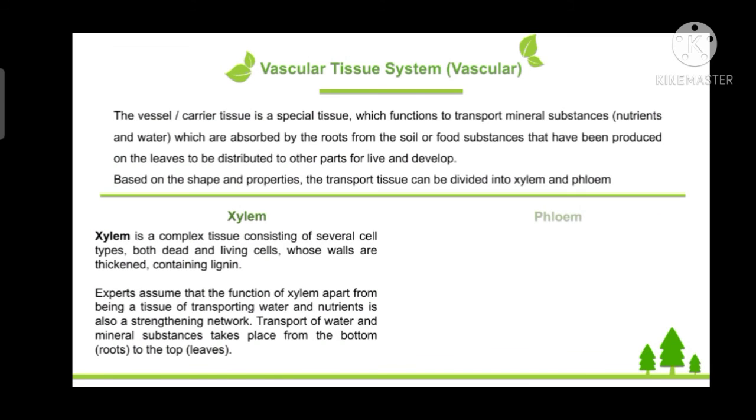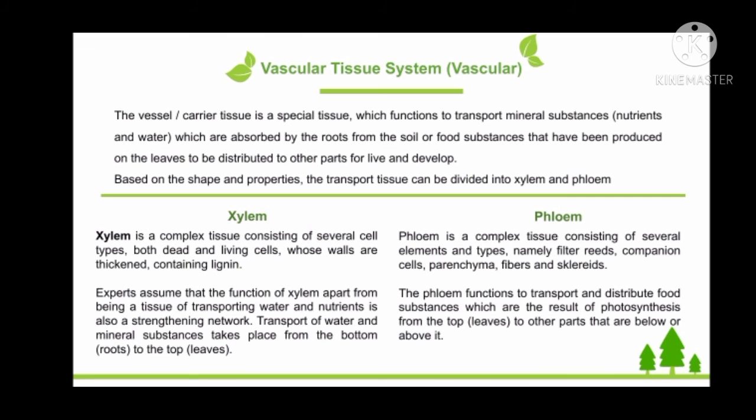Phloem. Phloem is a complex tissue consisting of several elements and types, namely sieve tubes, companion cells, parenchyma, fiber, and sclereids. The phloem functions to transport and distribute food substances, which are the result of photosynthesis, from the top leaf to other parts that are below or above it.